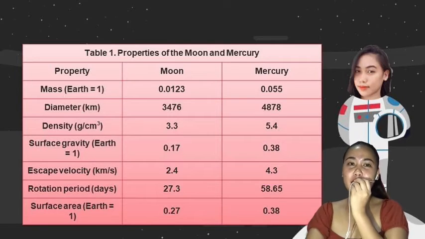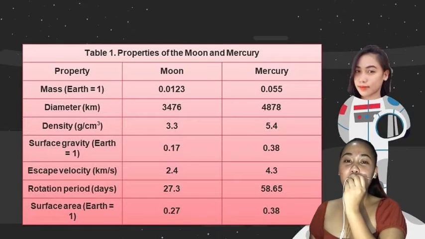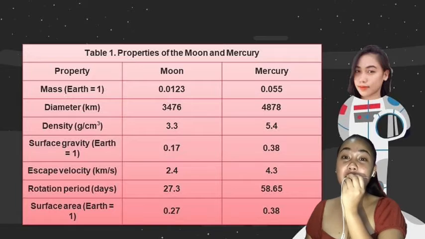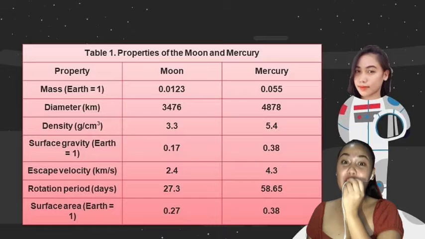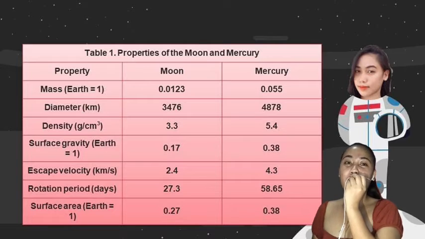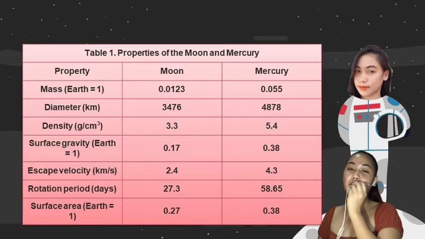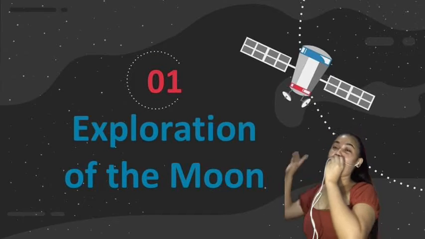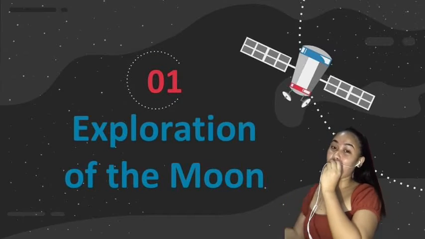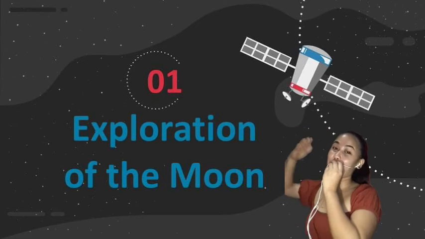Rotation period in days, yung moon may 27.3, and yung Mercury may 58.65. And last, surface area: ng moon, 0.27, while yung Mercury may 0.38. Okay, so enough for that. Now, to achieve our learning objectives, we will go to the exploration of the moon.